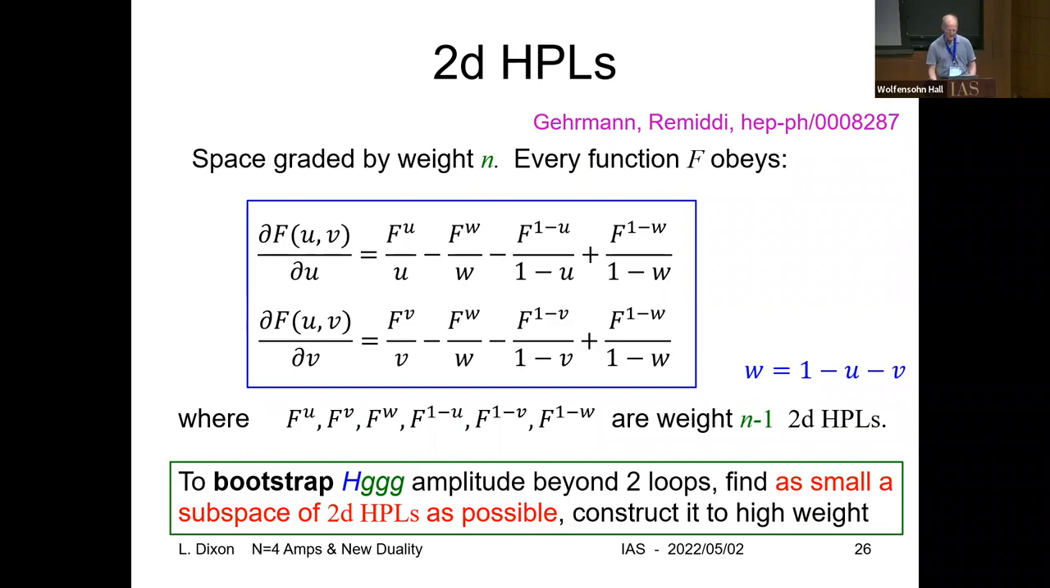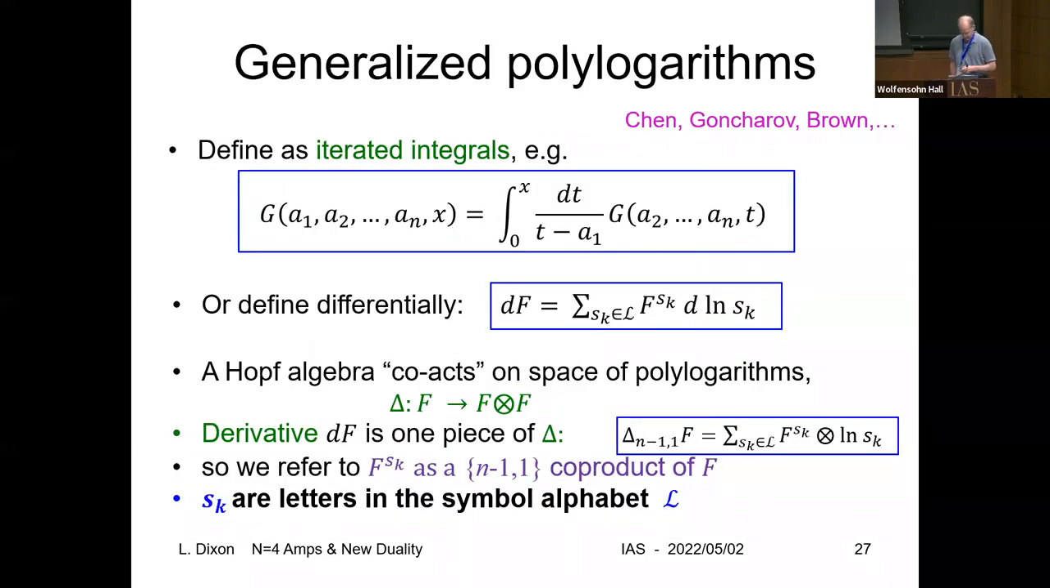And so the idea is to bootstrap this amplitude to beyond two loops. We want to find a subspace that contains the amplitude in question, but also lives within the space of 2D HPLs. And the smaller a subspace we find, the higher a loop order we can go to. So just a little bit more general formalism.